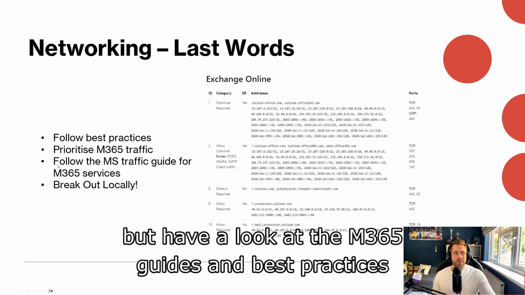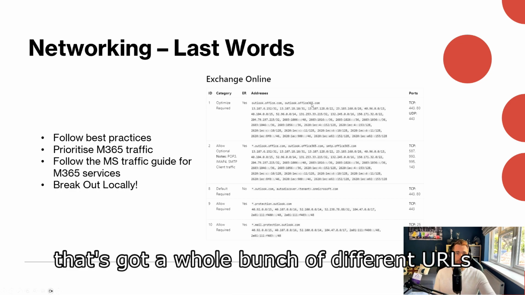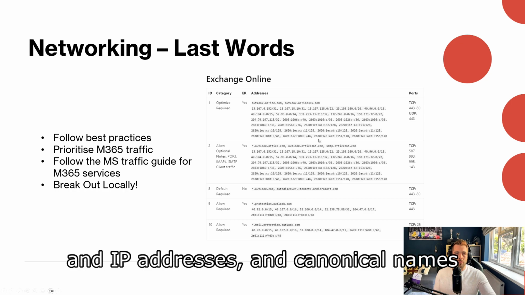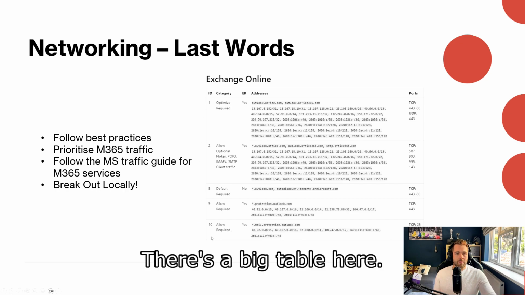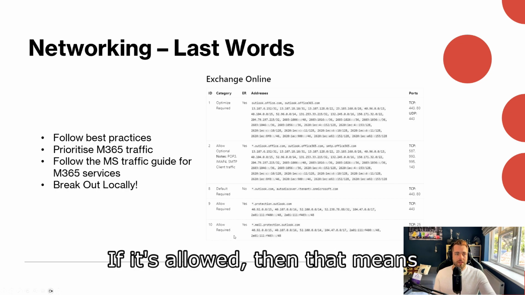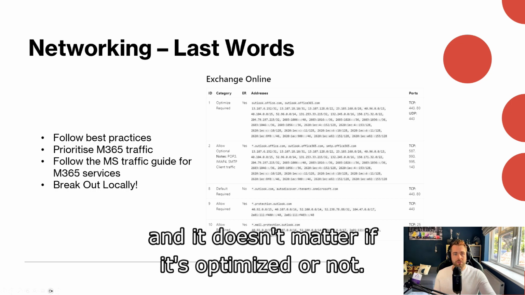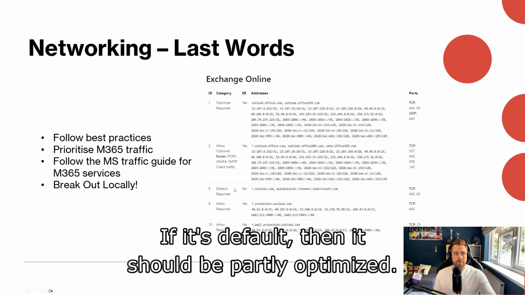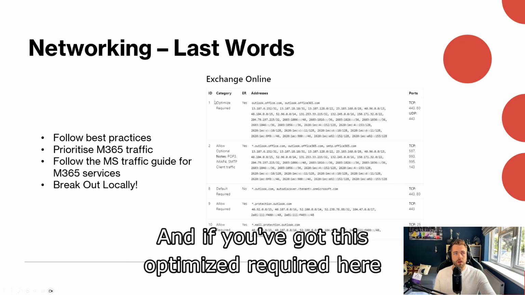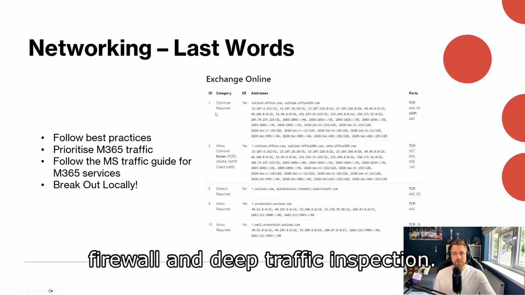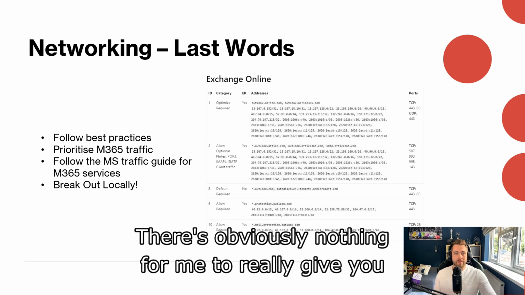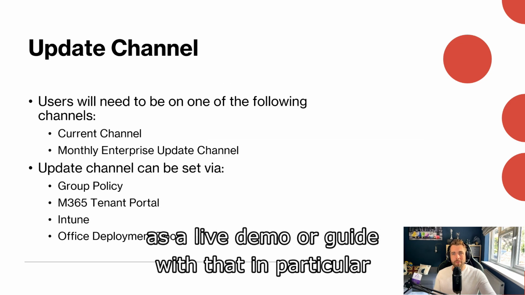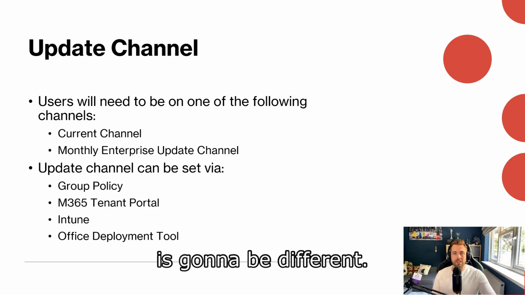But have a look at the M365 guides and best practices. It's got a whole bunch of different URLs, IP addresses and canonical names that you need to whitelist or optimize traffic for. There's a big table here. If it's allowed, then it just needs to be allowed, and it doesn't matter if it's optimized or not. If it's default, then it should be partly optimized. And if it's optimized required, then you need to be bypassing things like antivirus, firewall, and deep traffic inspection. There's obviously nothing for me to really give you as a live demo or guide with that in particular, because everyone's networking situation is going to be different.